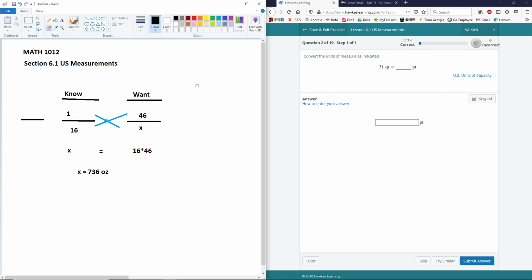I wonder, can I make this bigger? No. So let's see. So for the second problem, I'm just going to erase those lines anyway.